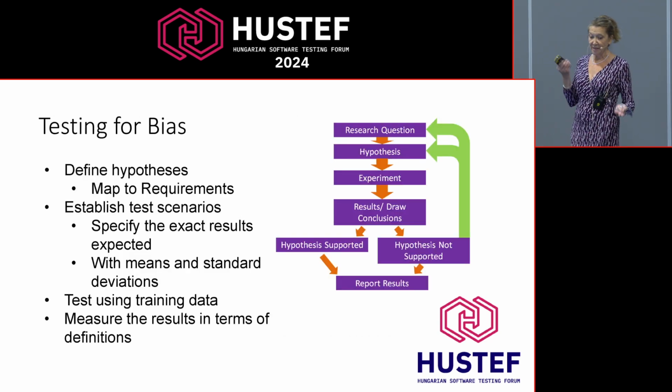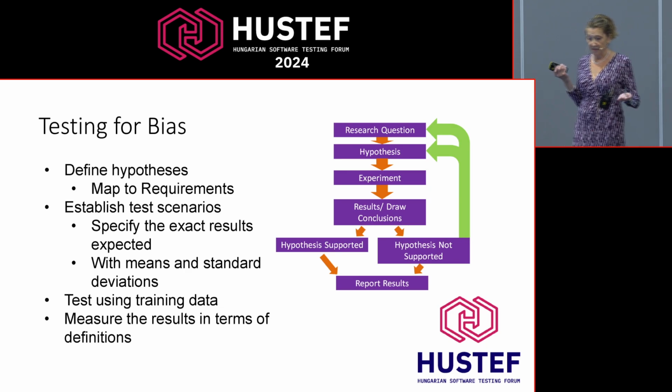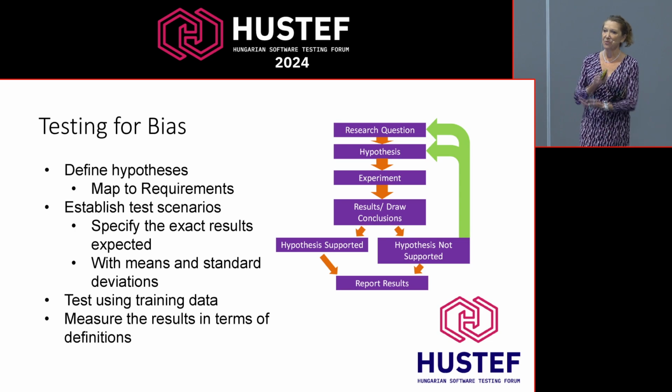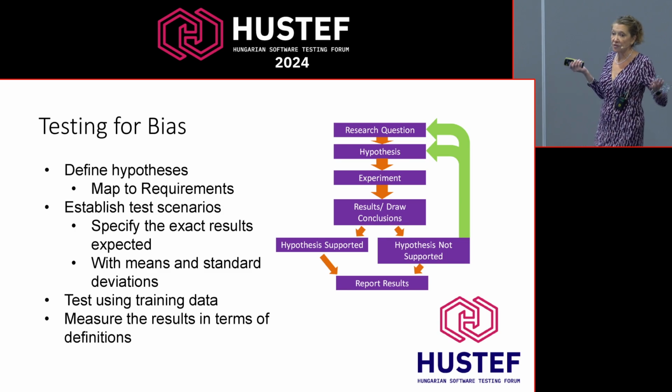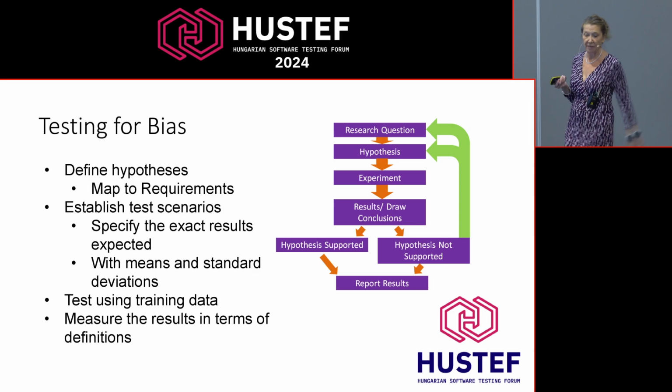So we want to map our hypotheses to the requirements. We need to establish the test scenarios as we would usually do, but we have to add means and standard deviations to come up with that, is it good enough? And test using training data, because that's where you're getting your expected result, but you've got to make sure that expected result is expected. And then you measure your results in terms of how confident you feel.